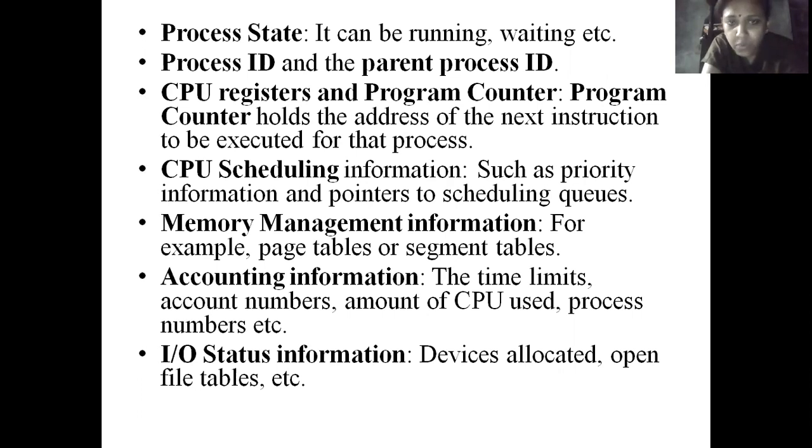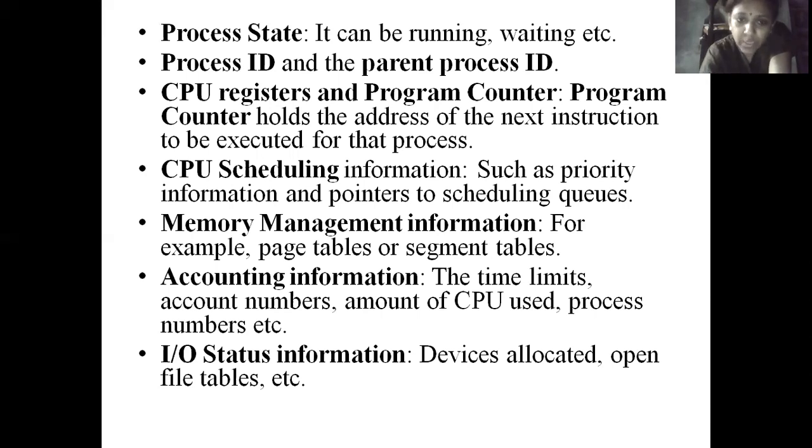Then the CPU registers and the program counter. The program counter always holds the address of the next instruction that is going to be executed. The CPU registers are responsible for arithmetic calculations and various other operations. CPU scheduling means we need to schedule those processes in our queue so that every process gets a chance to run. No process should suffer for a long time in the waiting state while another process continues to run. Then the memory management information, for example, the page table, segmentation table, etc.